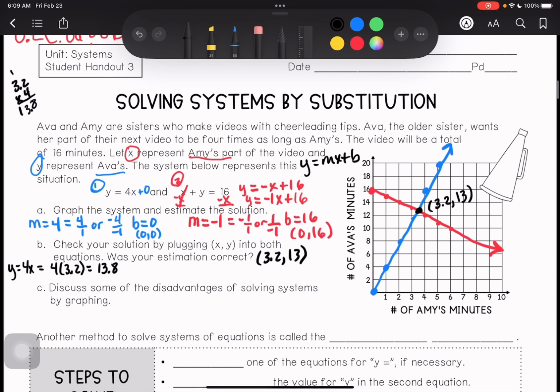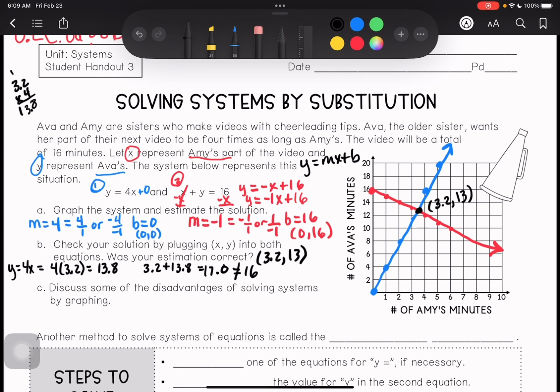For the second equation, if I add x, which was 3.2, to 13.8, you have to line up your decimals. There's 0, put your decimal, carry your 1. So that's actually 17. And 17 does not equal 16. So it's really not a correct solution.